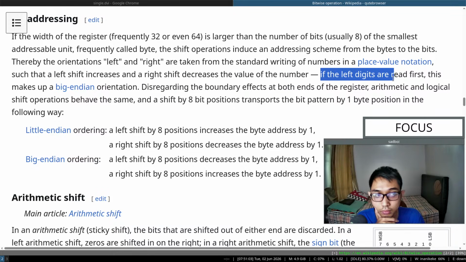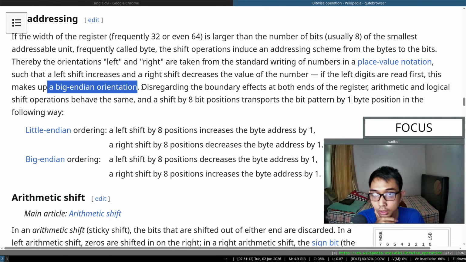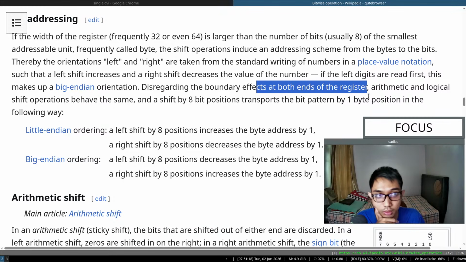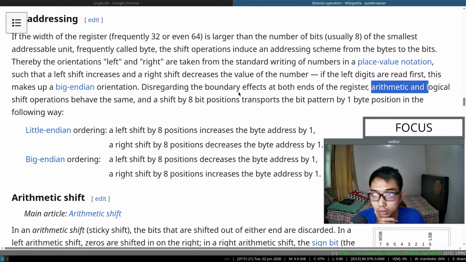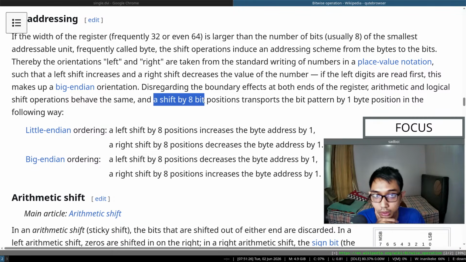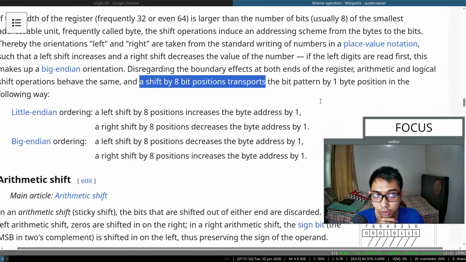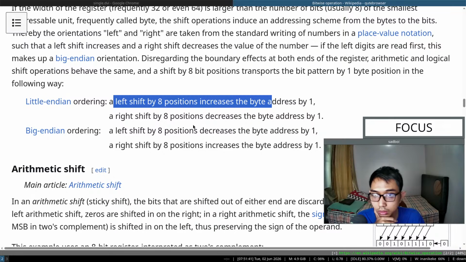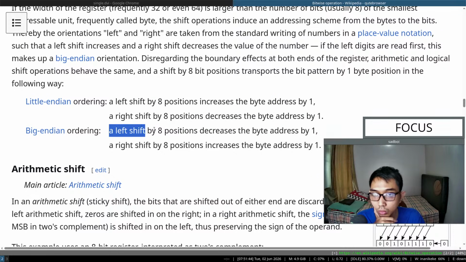If the left digits are read first, this makes up a big endian orientation, disregarding the boundary effects at both ends of the register. Arithmetic and logical shift operations behave the same, and a shift by 8 bit positions transports the bit pattern by 1 byte position in the following way. Okay.